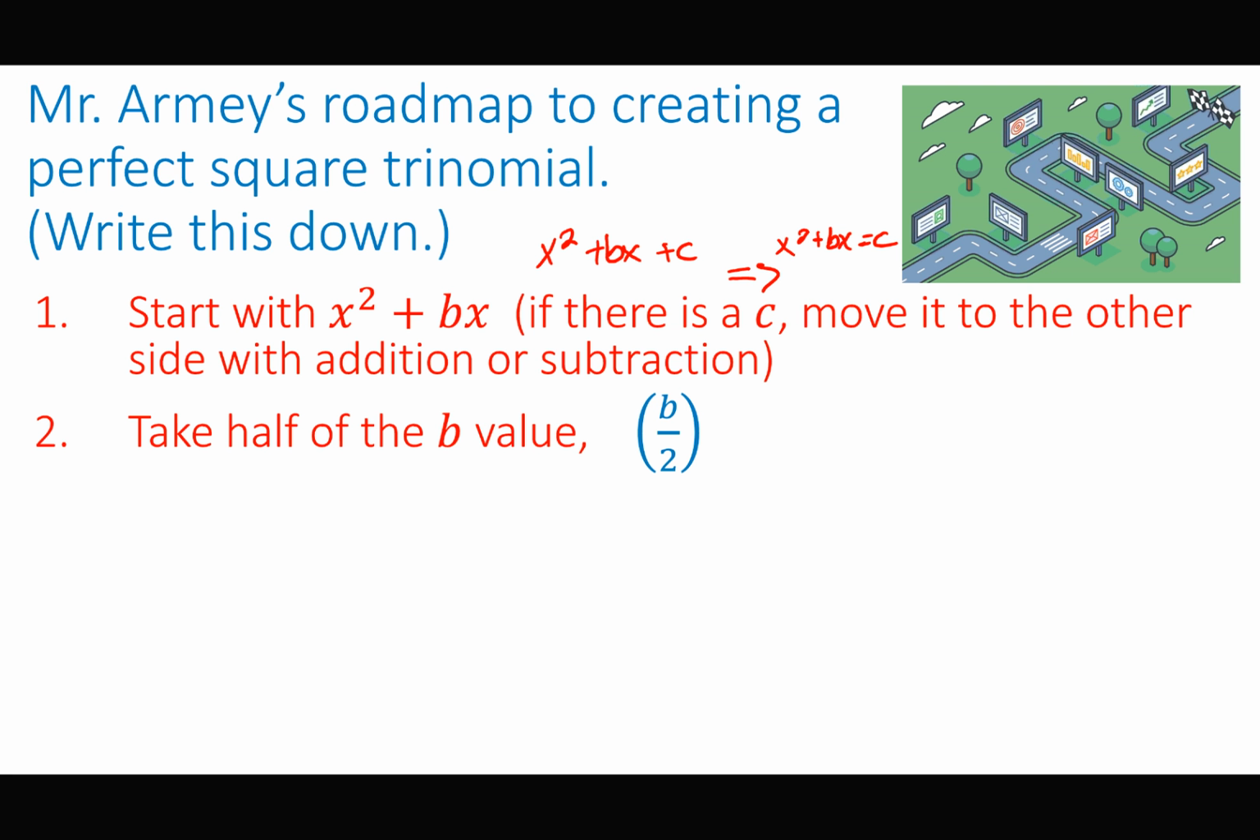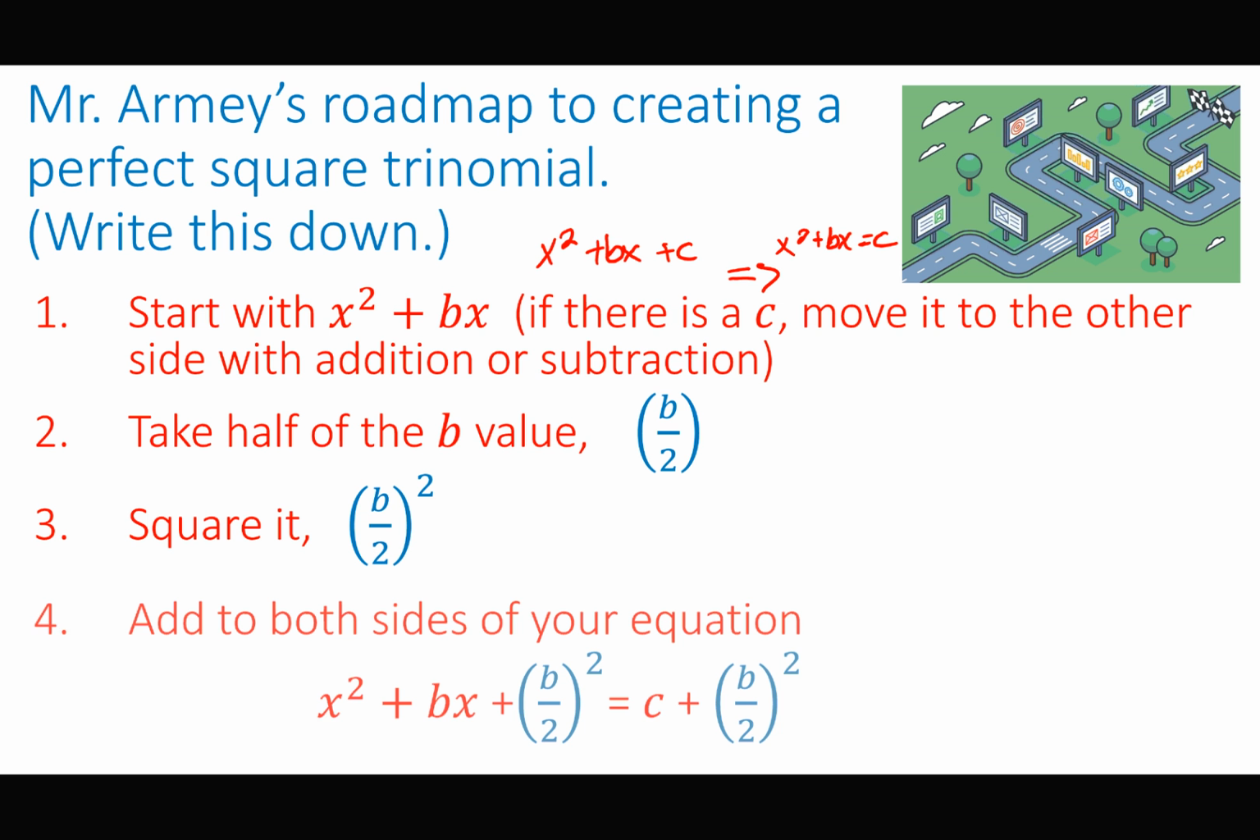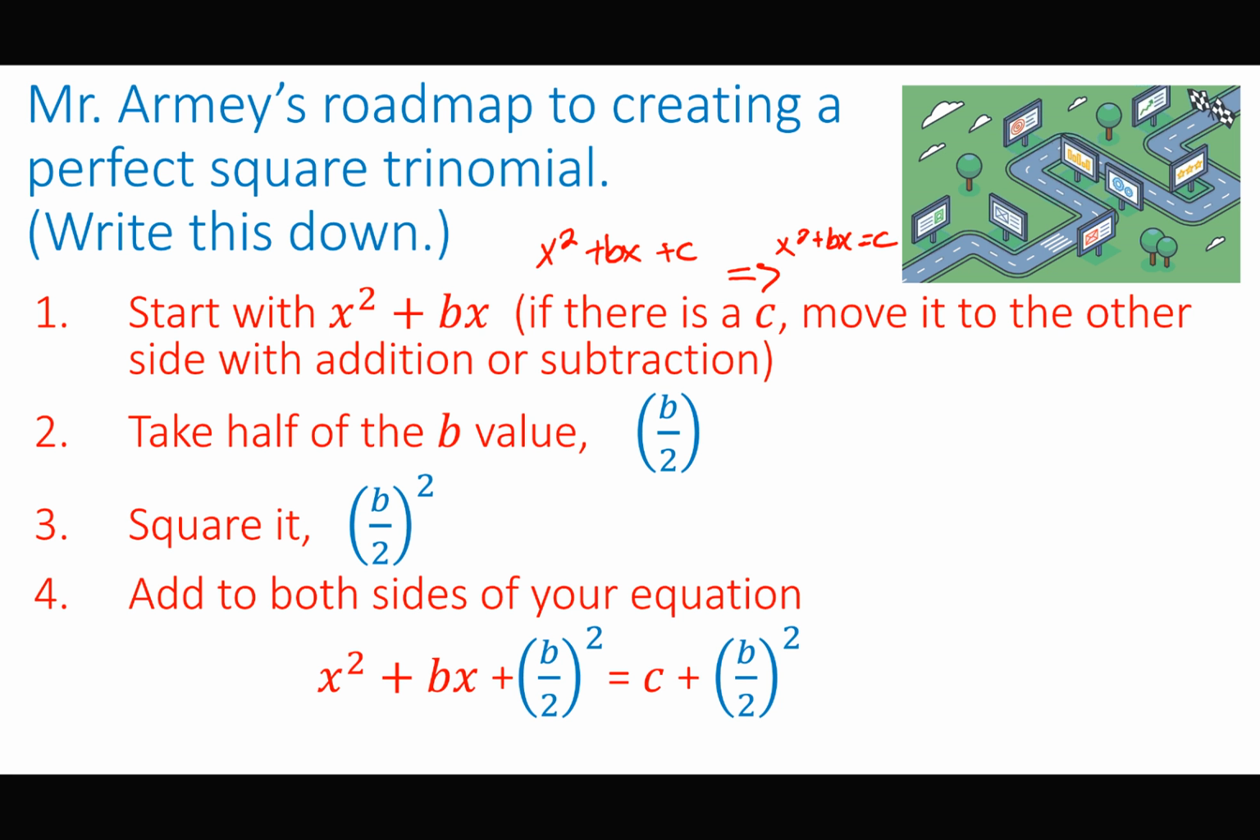Take half of the b value, so b divided by 2. Square that, b divided by 2 squared, and then add to both sides of your equation. So this here in blue, b divided by 2 squared, is something new that I introduced that was not originally in my equation. So because I introduced it on the left side of the equal sign, I have to put it on the right side of the equal sign too to stay balanced. Think of if I had a scale and I had weights on each side of a scale. If I put 5 pounds on my scale on the left, I have to put 5 pounds on my scale on the right for the scale to remain balanced. Same with the equations. They have to remain balanced.